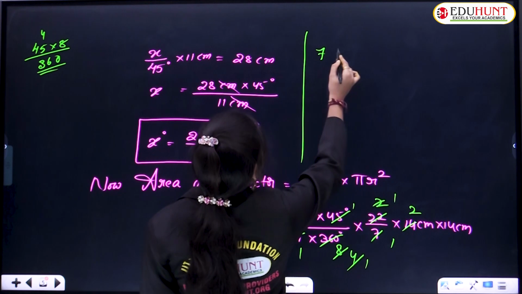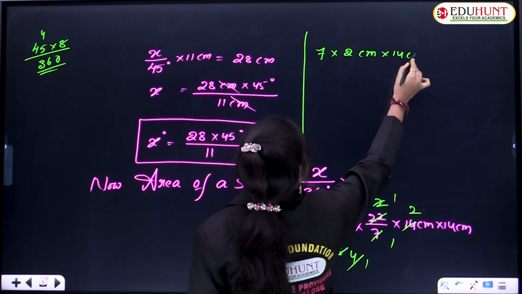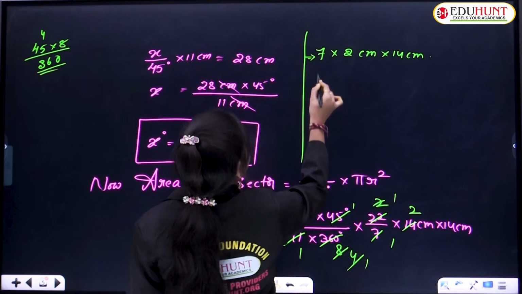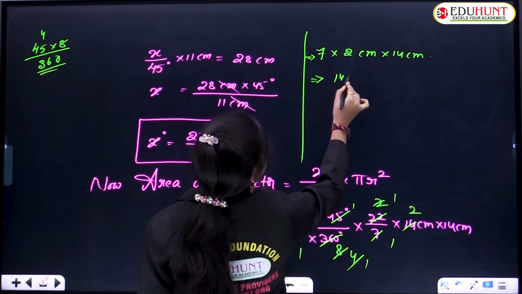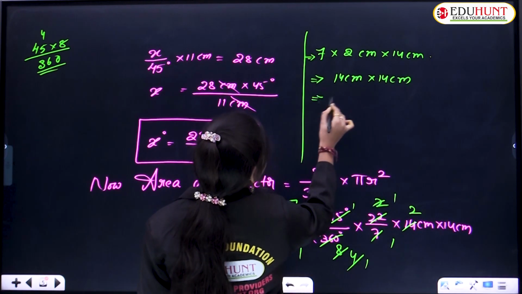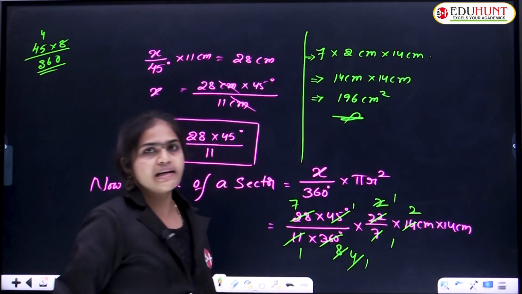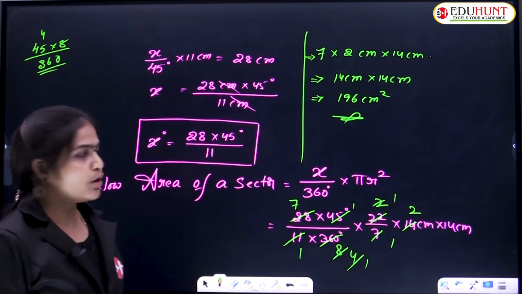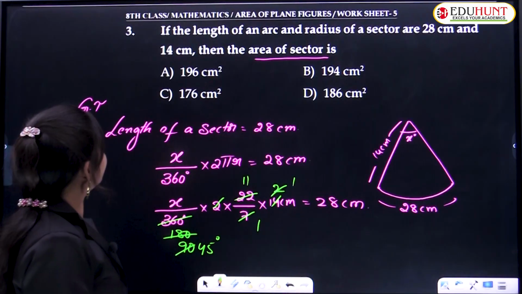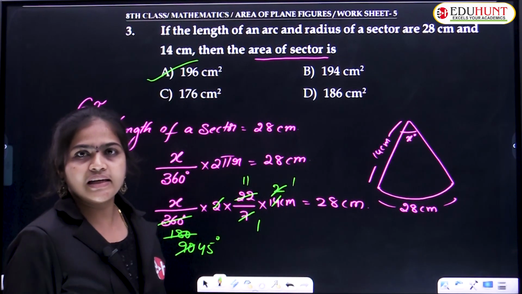Now see that 7 and in the denominator nothing is there, this one also totally cancelled, into 2 into 14 centimeters. Now 7 twos are 14, so 14 centimeters into 14 centimeters. 14 14s, how much? That is 196 centimeters square. This is the area of a sector. Finally, what is the answer here? The answer is 196 centimeters square. Clear? Yes.